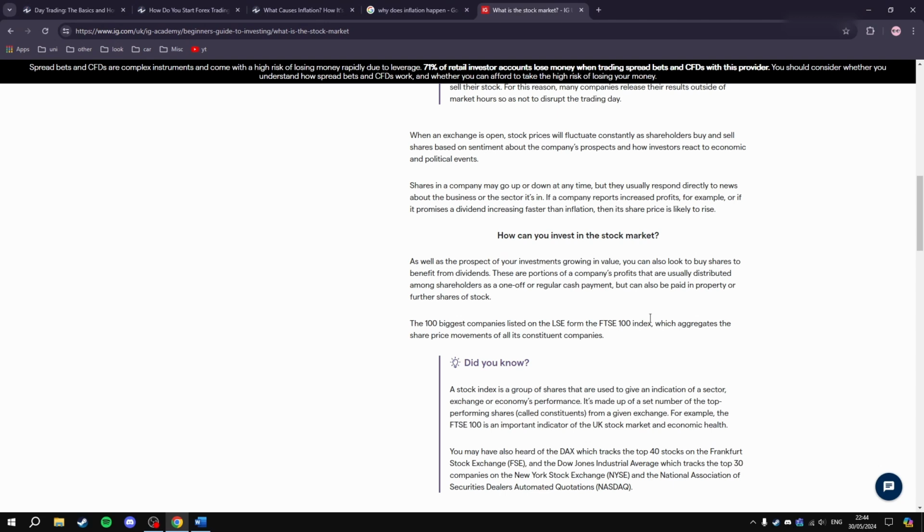When an exchange is open, stock prices will fluctuate constantly as shareholders buy and sell shares based on the sentiment about the company's prospects and how investors react to economic and political events.